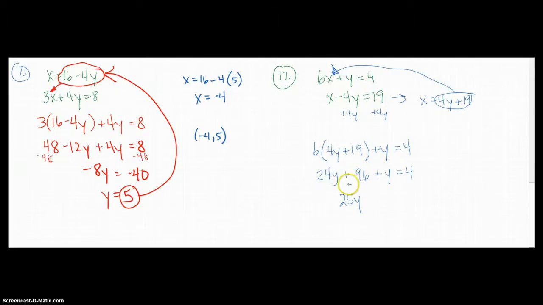Okay, so if we subtract 96, we get negative 92. And if we divide by 25 to get y by itself, you should get negative 4.4. Is that what maybe confused you, that you got a decimal? Okay. A lot of times you won't, but it's not wrong. It just makes you second guess yourself, kind of like I did. Okay, so then if y is negative 4.4, plug that back in here, and you should get x equals 1.4.